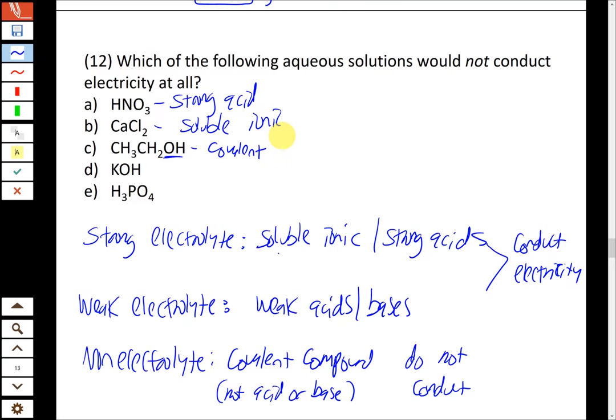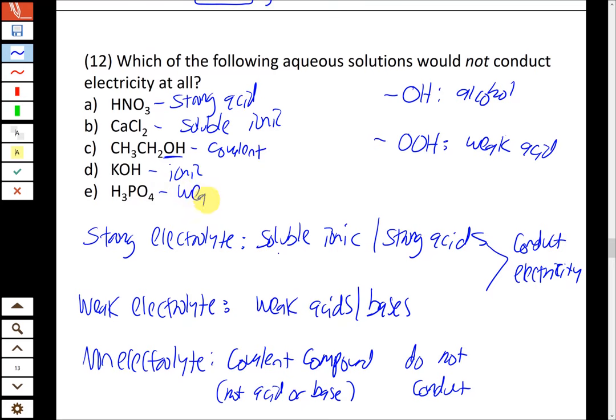As a little bit of an aside, if the formula of a compound ends with OH, it's going to be an alcohol and it's going to be just a regular covalent compound. If it ends in OOH, 2 oxygens and then H, that's going to be a weak acid, kind of like acetic acid, the one that we have already seen a lot. So there's a little bit of a distinction there to keep straight when you're looking at formulas of compounds, but if it just ends with OH by itself, not OOH, that's going to be an alcohol, which is just a regular covalent compound, so this would be a non-electrolyte. KOH is a soluble ionic compound, and so that would be a strong electrolyte. And then H3PO4 is an acid, and it's one of our weak acids, so it would be a weak electrolyte.